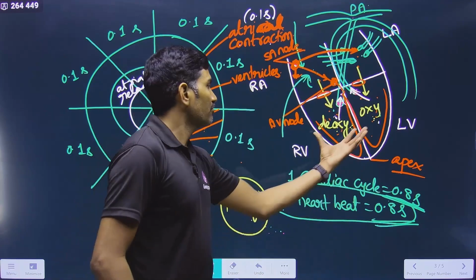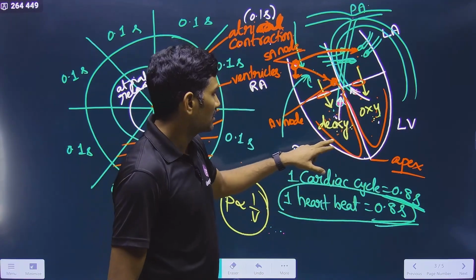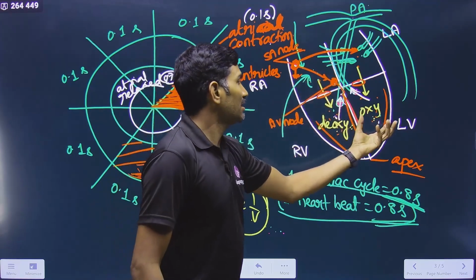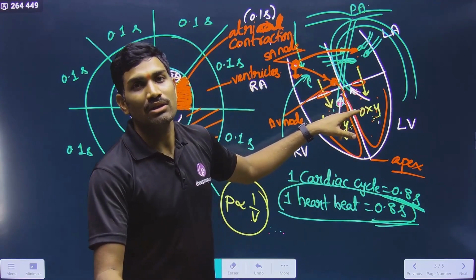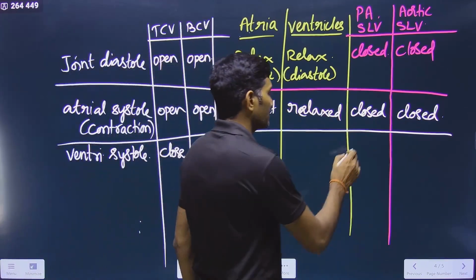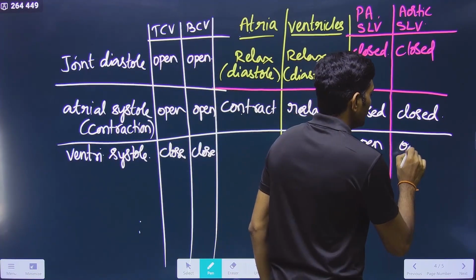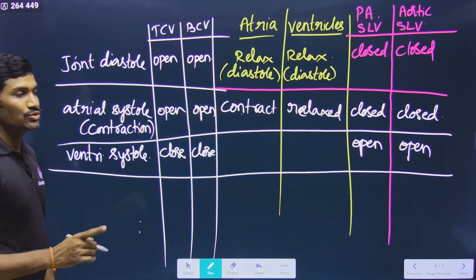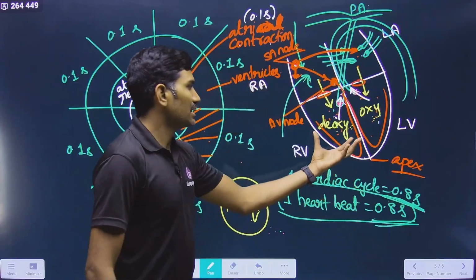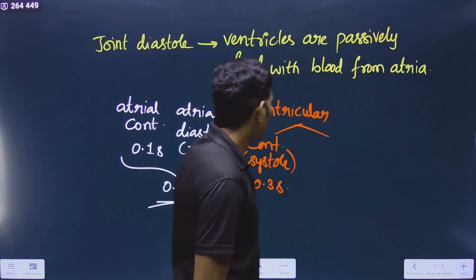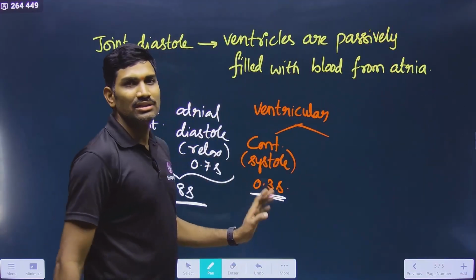In this way, during ventricular systole, what happens? From the right ventricle, blood will enter into the pulmonary artery. From the left ventricle, blood will enter into the aorta. This is what is happening here. So in this way, these two should be open. Understood or not? So in this way, ventricular contraction is occurring for 0.3 seconds.